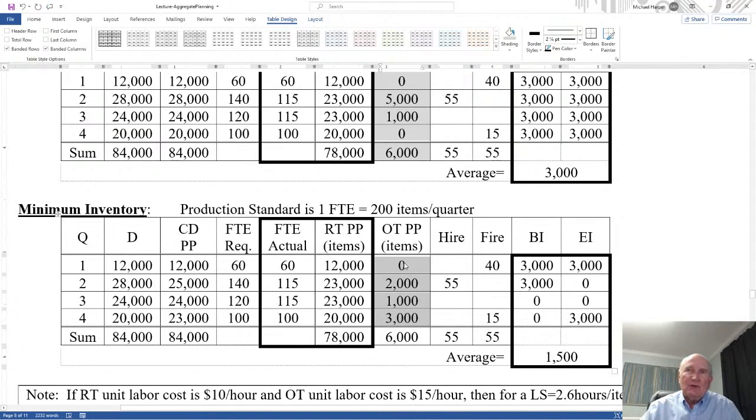1.25. So you have a little bit over 1,000, you have overtime every single quarter. It's only 1,000. Yeah, it's only 1,000. But you still have it every single quarter. You have overtime. So that is how the conversation goes. Anyway, hopefully you see what I mean.